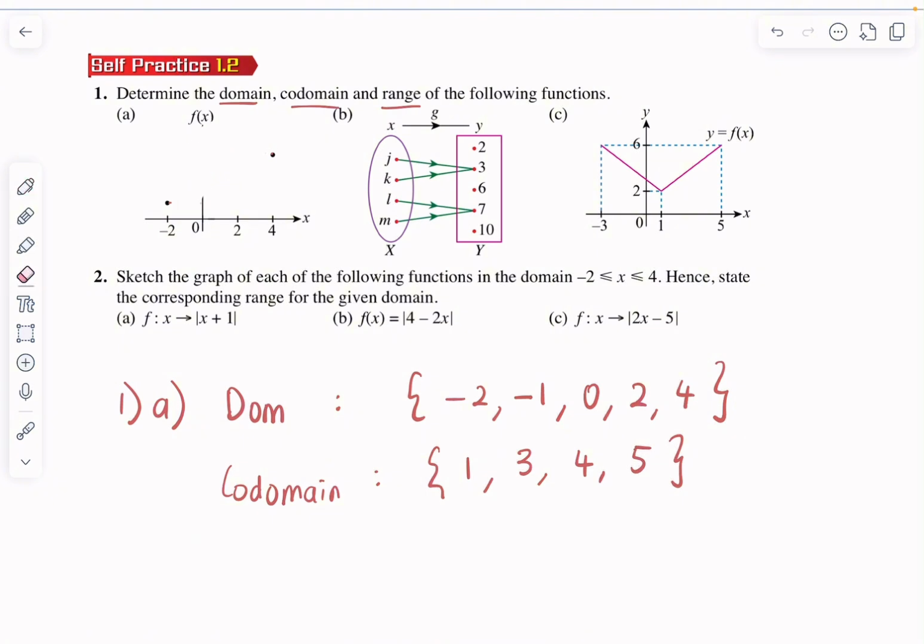Since these coordinates all have objects and images, or x and y values, all the codomain will be the range. The codomain and range will be the same. We will look at question 2 where codomain and range will be a bit different. But if all values have objects and images, that means the codomain and range will be the same. Let's look at 1b.